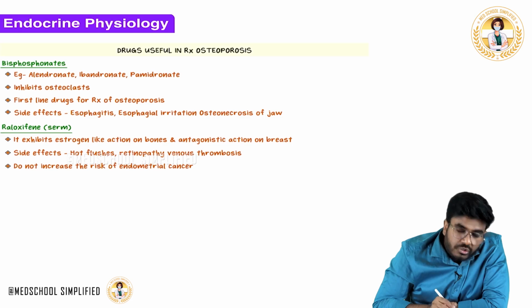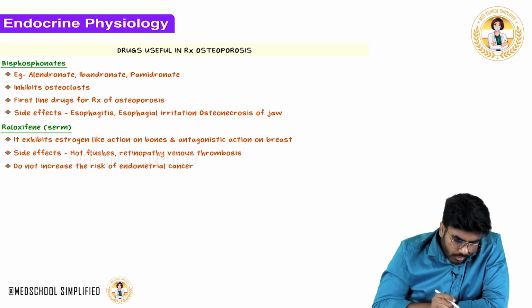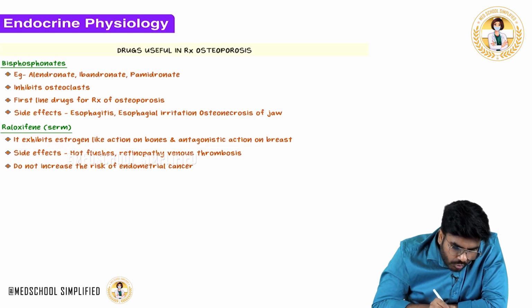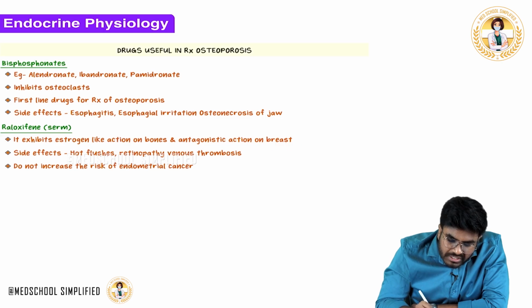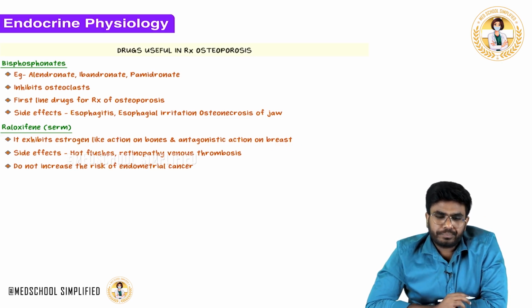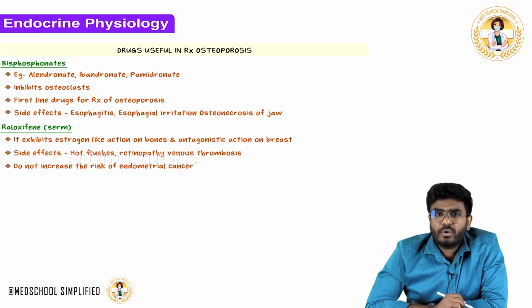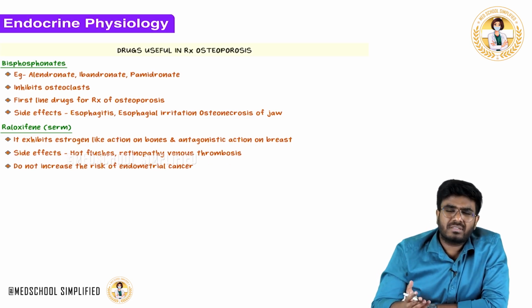It's a selective estrogen receptor modulator. See, it exhibits estrogen-like action on bones but antagonistic action on the breast as well as uterus. So now can you tell that this raloxifene is going to increase the risk of uterine cancer? No. Is it going to increase the risk of breast cancer? No.